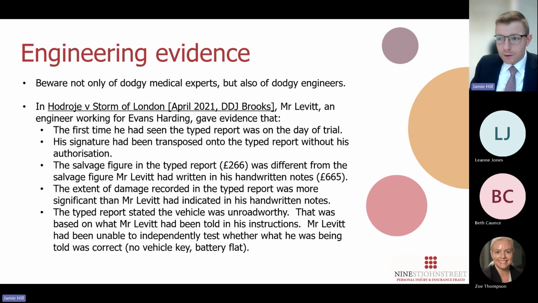And it transpired that there were material differences between his notes following his assessment and the report that was within the bundle. So, for example, the salvage figure he'd noted down at about £665. In the bundle, the typed report said it was £266. So that's an extra £400 for the claimant right away. The extent of the damage within the typed report was more significant than he'd indicated.